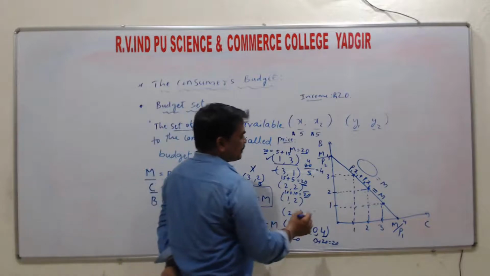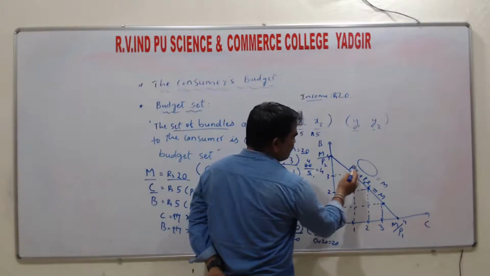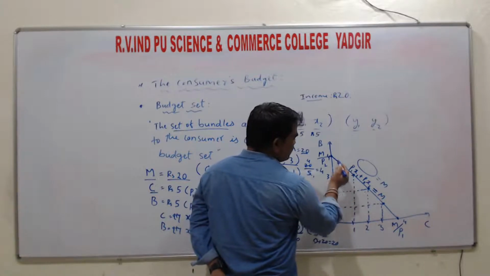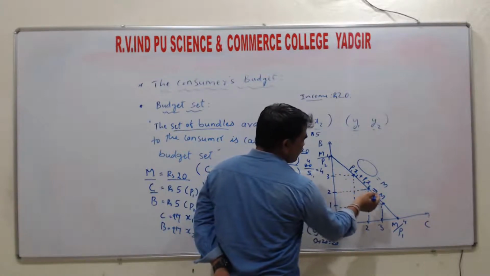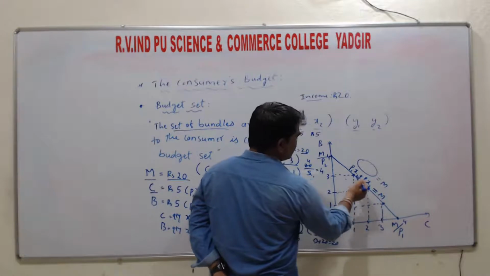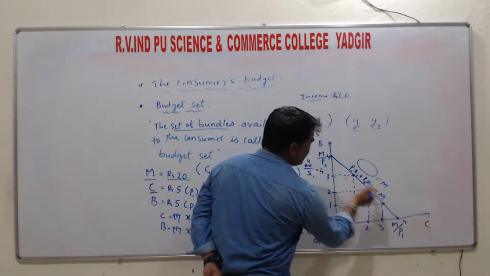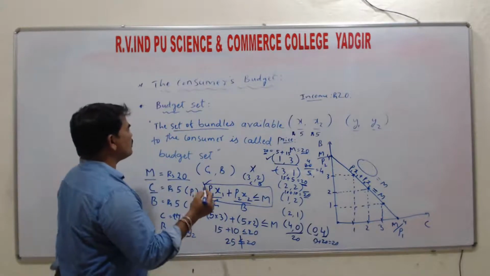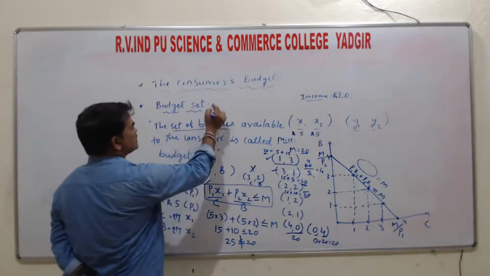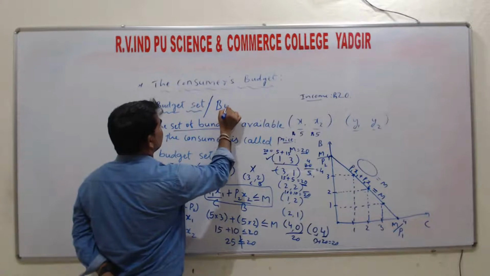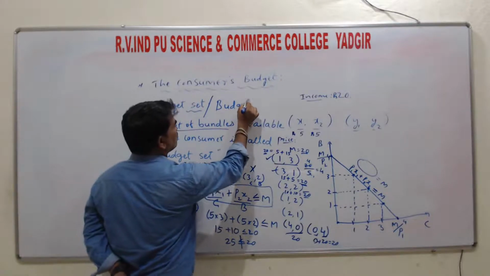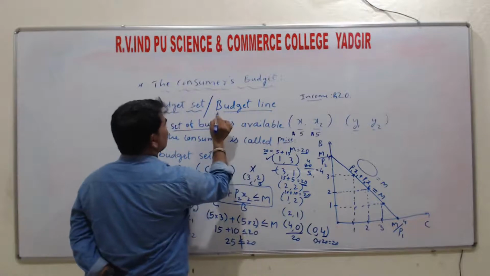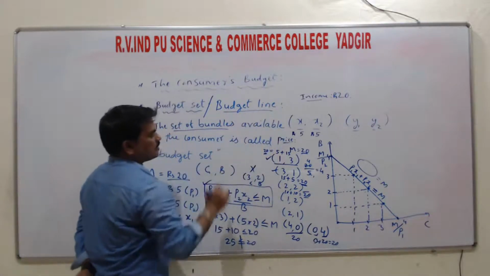So when the price of the bundle is equal to his income, then we will get the points or the bundles which give us a straight line. This straight line we will call the budget line. That is one more topic. Now we have the budget set, and we have one more topic on the budget line.